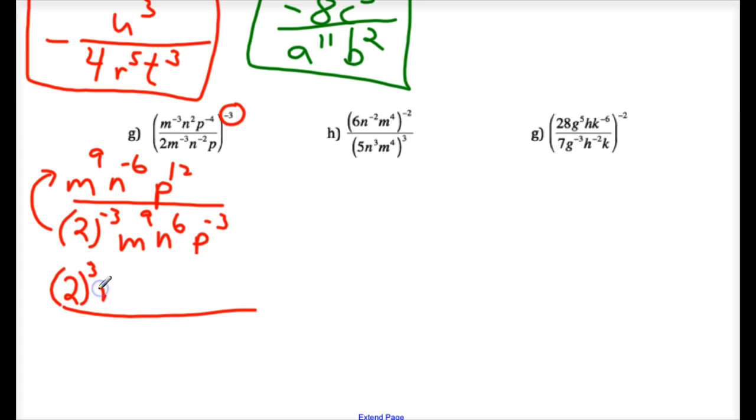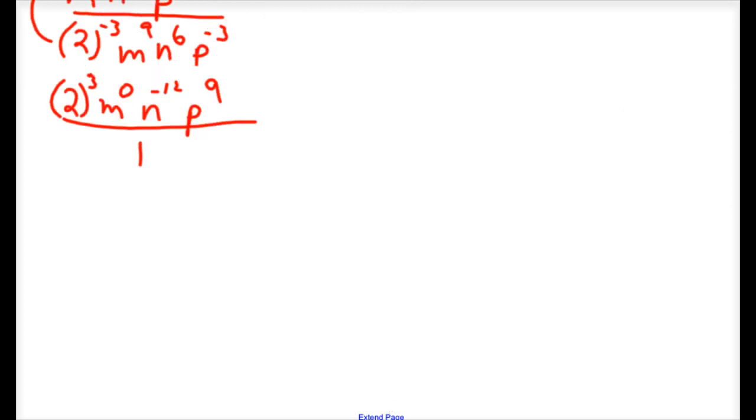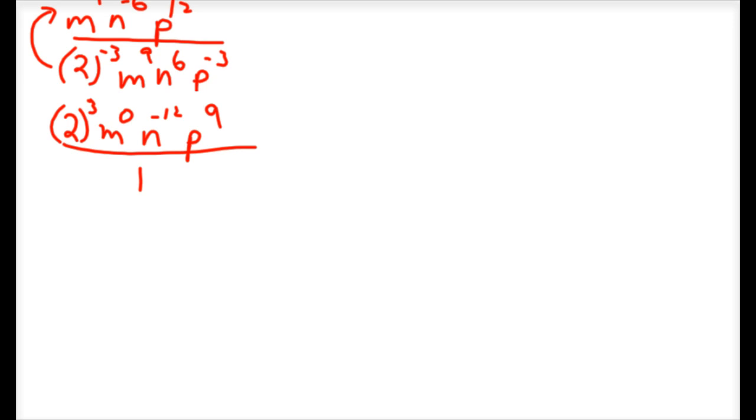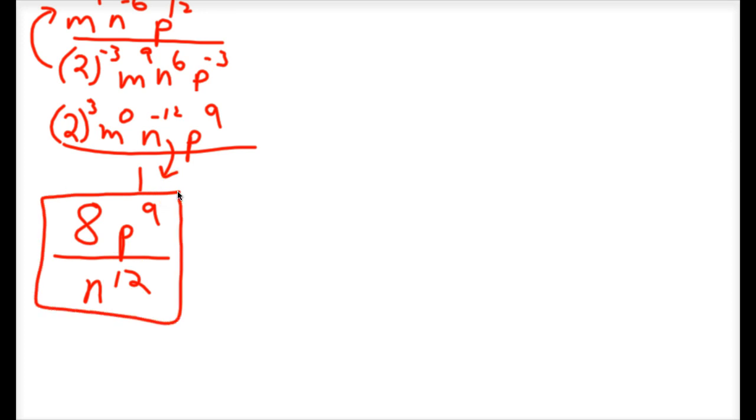Okay, M's cancel. M to the 0, 9 minus 9 is 0. N to the negative 12th, P to the 9th, over 1. Right now there's nothing but a 1 at the bottom. Now cube your 2. 8. I'm going to drop my N to the negative 12th down, P to the 9th over N to the 12th. That's a medium one. That's not even really a hard one yet.